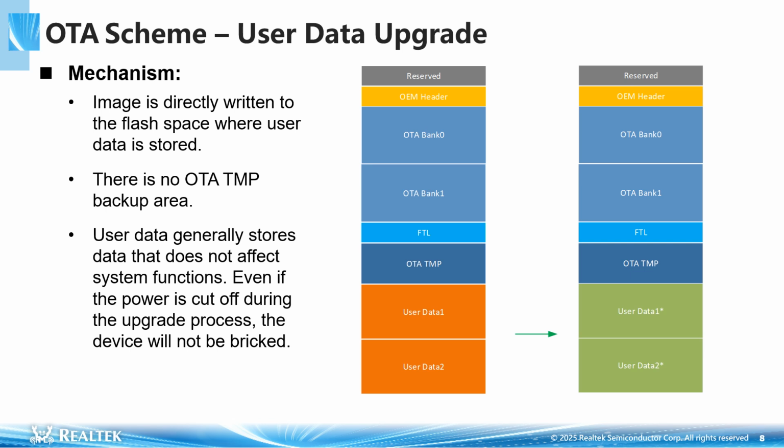However, when adopting this mechanism, it is still necessary to balance the relationship between data integrity and system stability. This ensures that users can accept the potential risk of data loss. As shown in the figure below, upon successful upgrade, the user data 1 and user data 2 image with asterisks will directly overwrite user data 1 and user data 2.